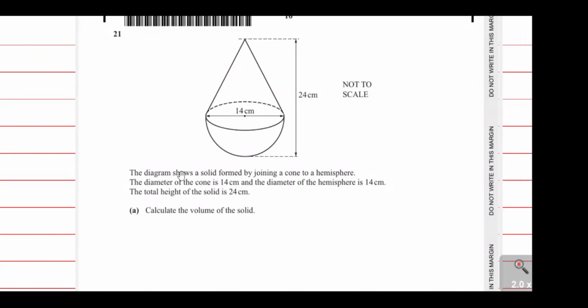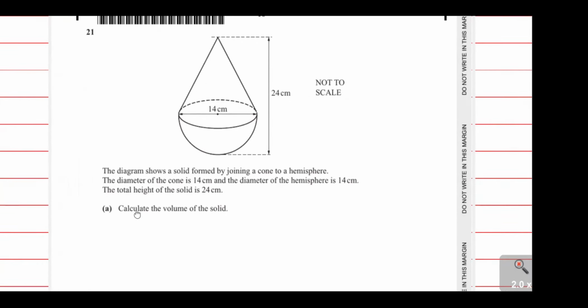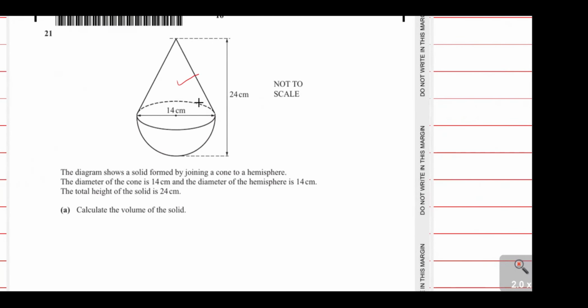Question 21. The diagram shows a solid formed by joining a cone to a hemisphere. The diameter of the cone is 14 centimeter. Diameter of hemisphere is 14 centimeter. Total height is 24. Calculate the volume of the solid. Look here, the solid has a cone and hemisphere. The volume of the solid will be equal to the volume of cone plus the volume of hemisphere.